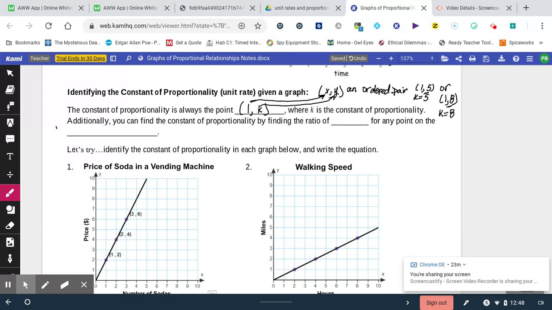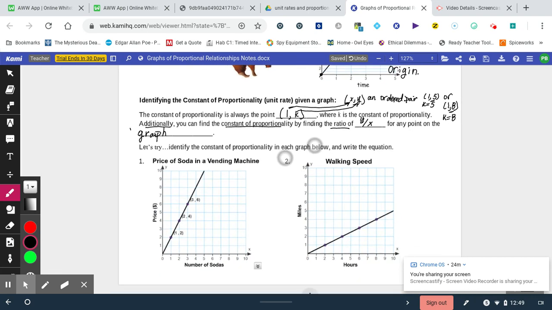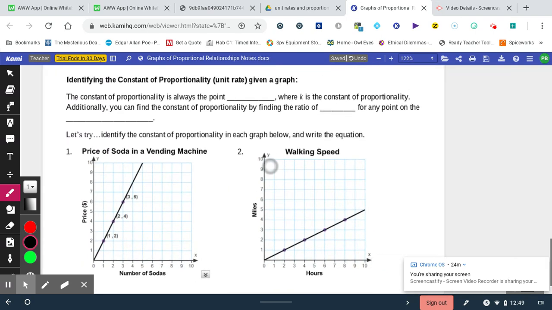Additionally, you can find the constant of proportionality by finding the ratio of y and x, which is y divided by x, for any point on the graph or the line. If you can pick a point on the line, all you have to do is take your y coordinate and divide it by your x coordinate. So there are two options for finding the constant of proportionality from a graph.